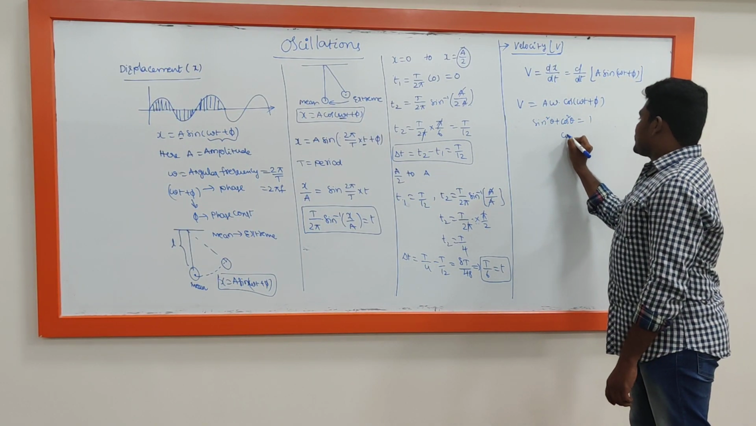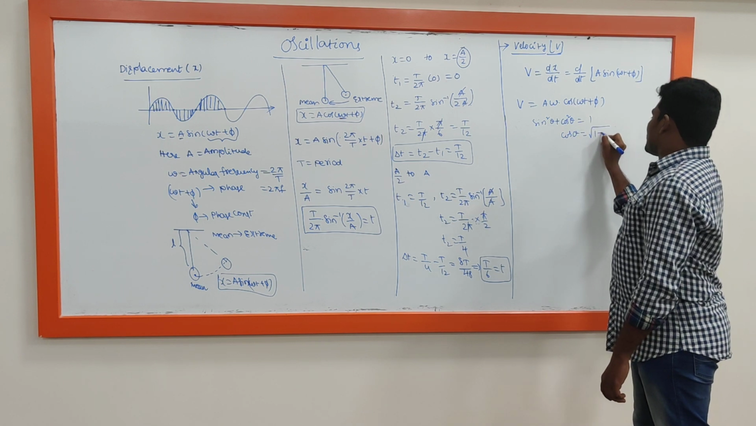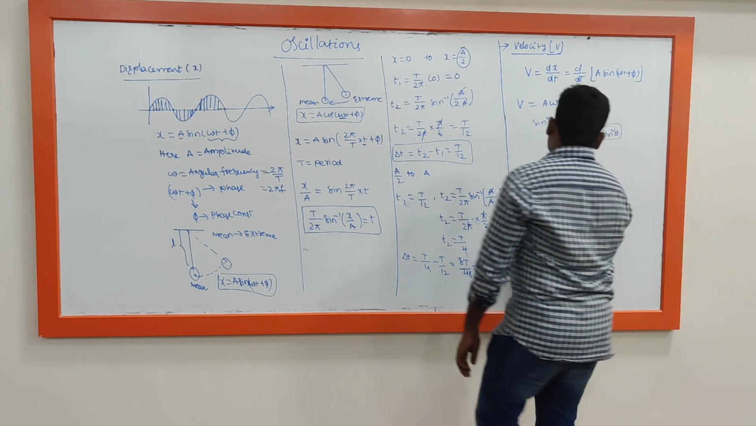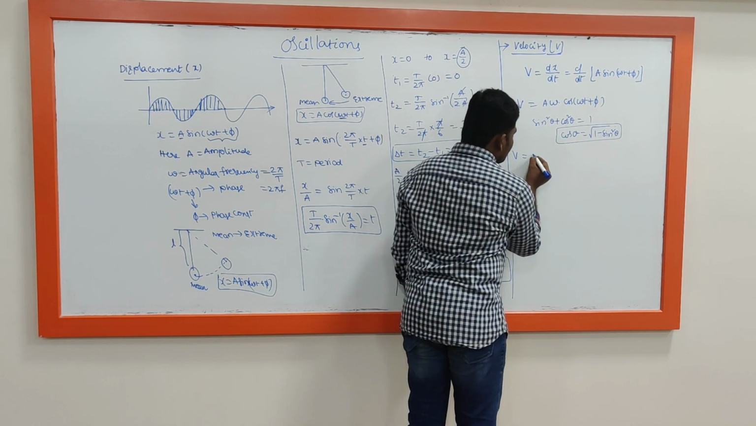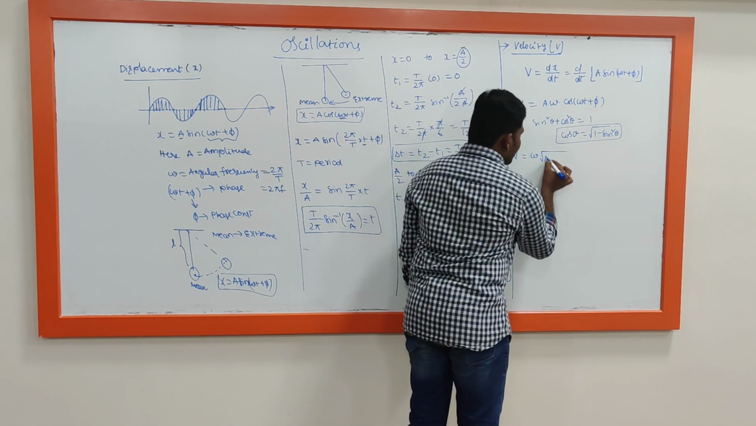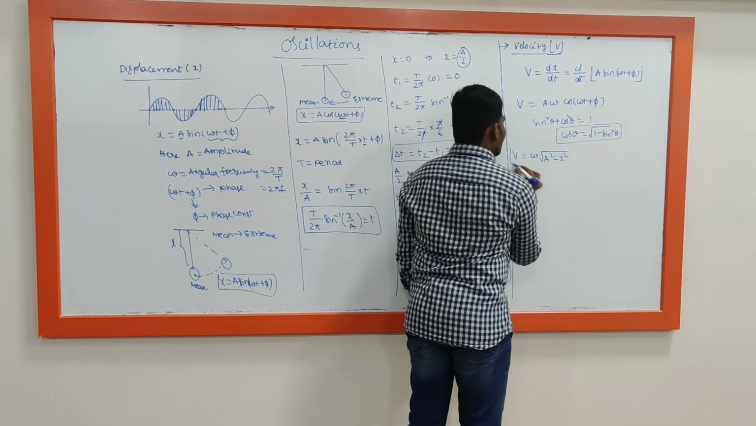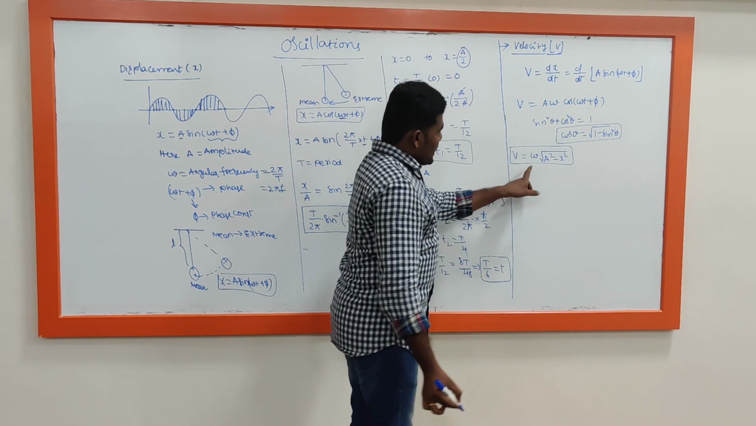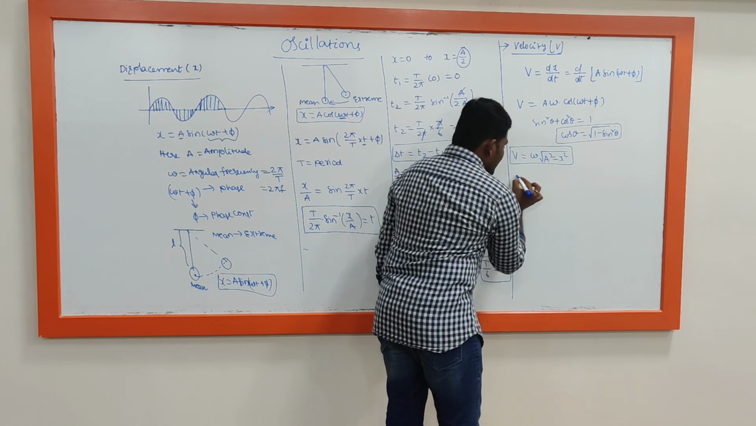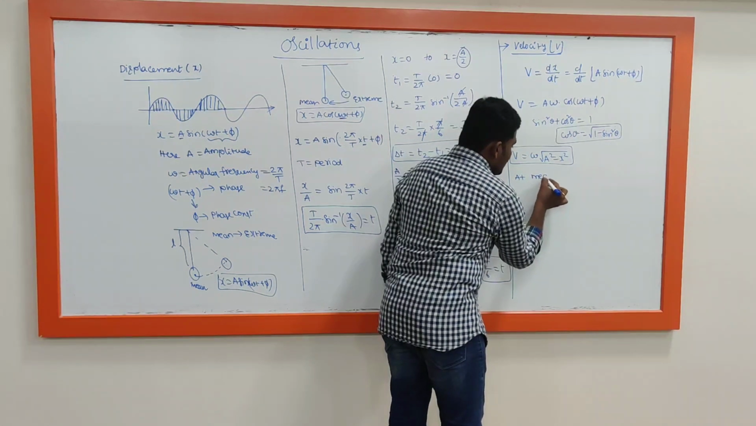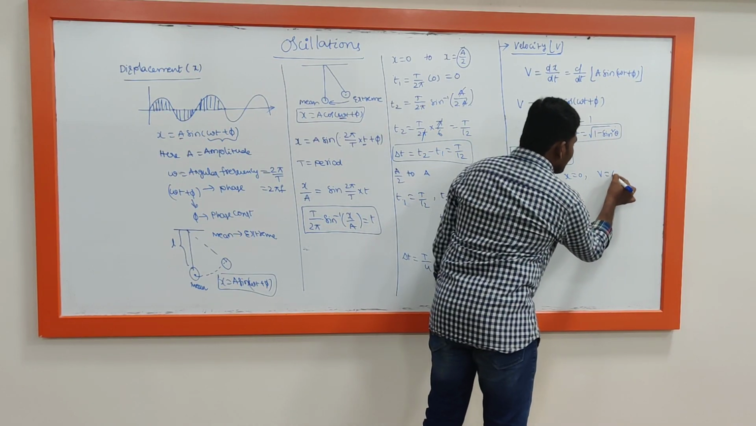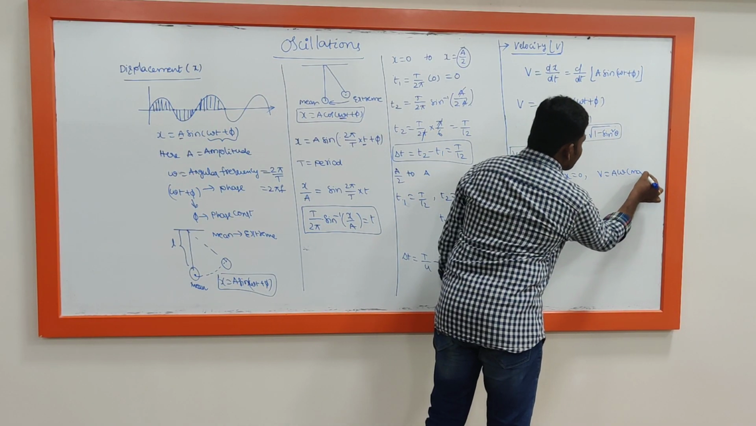Then you can write cos theta equal to square root of 1 minus sin square theta. So v equals omega into square root of a square minus x square. So the velocity of a particle is v equal to omega times square root of a square minus x square. If I take x equal to 0 at the mean position, we can write v equal to a into omega. So this should be the maximum.